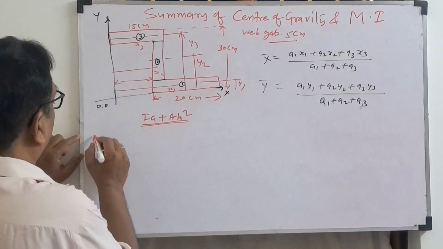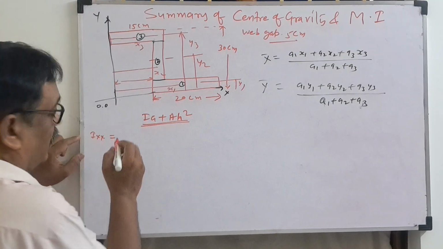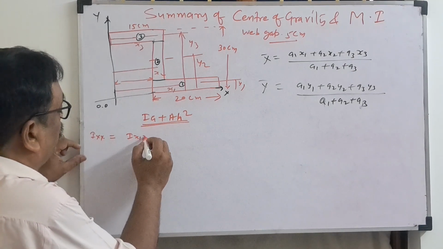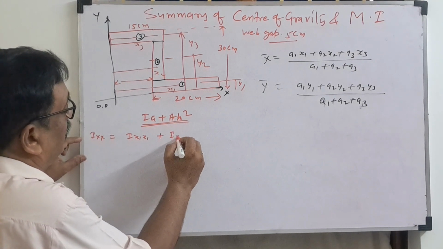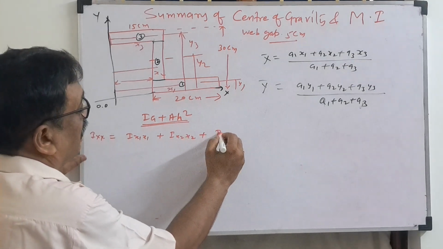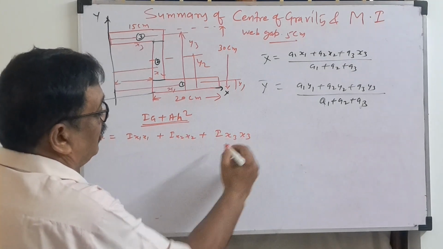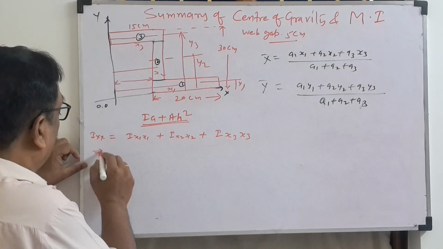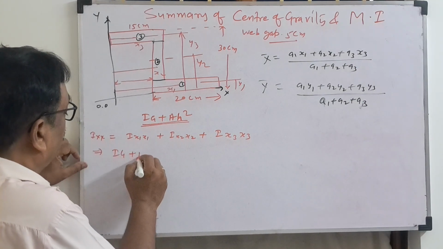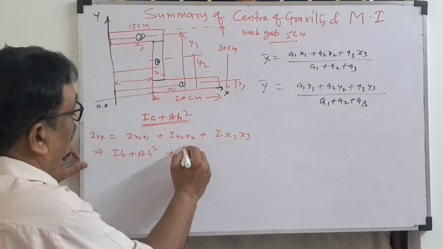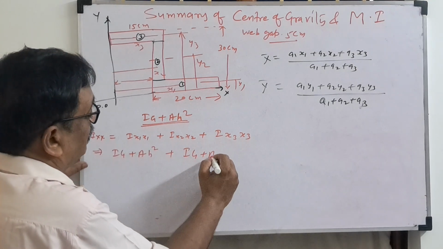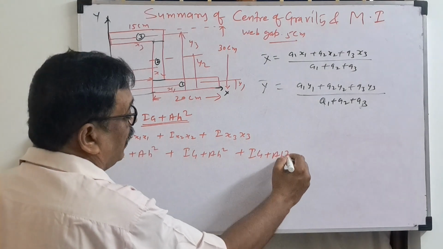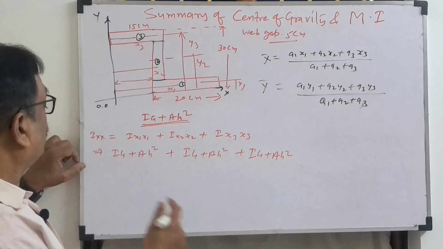So how do we write it? First Ix. See how I am writing it, carefully. There are 3 sections, so Ix1 plus Ix2 plus Ix3. Now write the parallel axis theorem for the first one: Ig plus A h square. Again for this one, Ig plus A h square, and for this one again Ig plus A h square. Now we will differentiate.